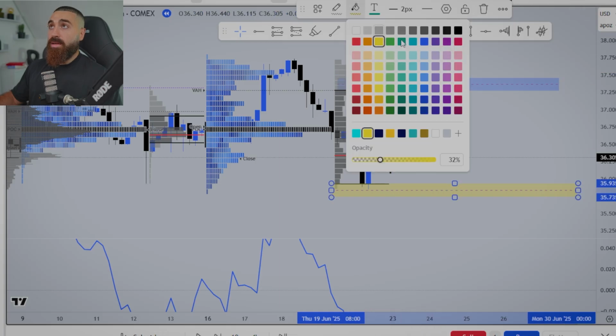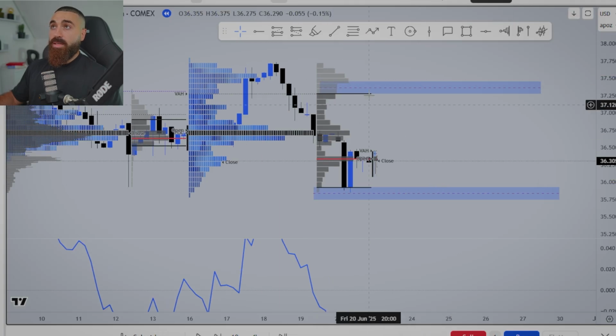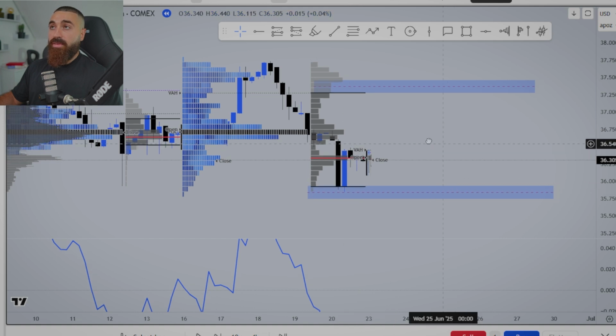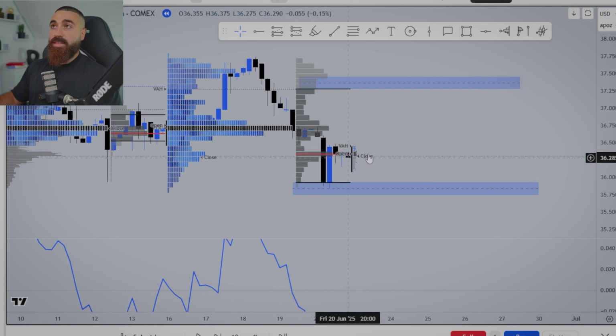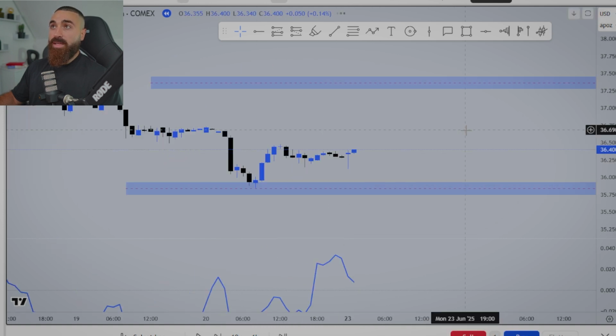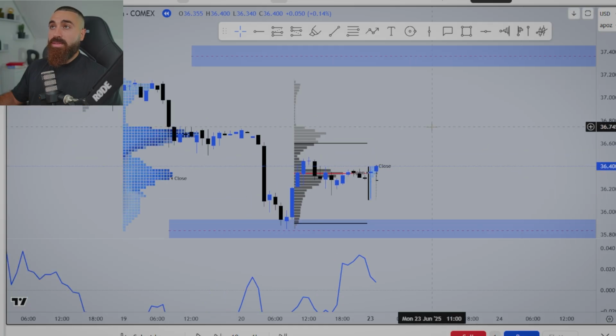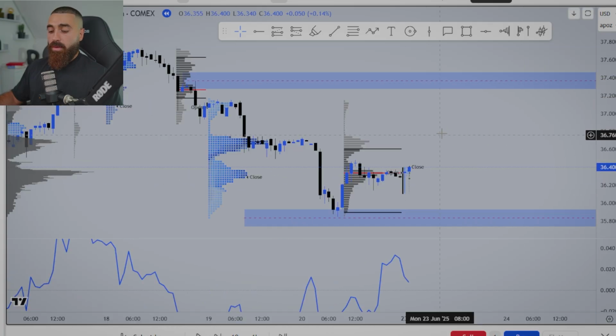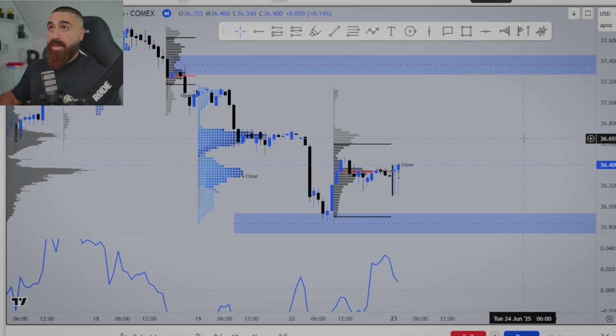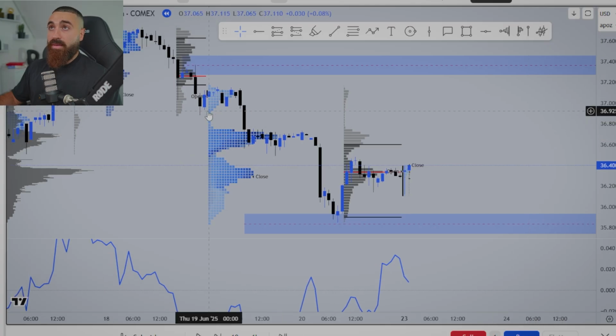All right, so this is gonna be blue, and those are the most important areas: the value area high, value area low, and the VPOC, where the market has the biggest volume. This is from the weekly. Now I also want to see it from the daily. Okay, so this is the daily right here. What I can see here is that we have a big imbalance, single prints.